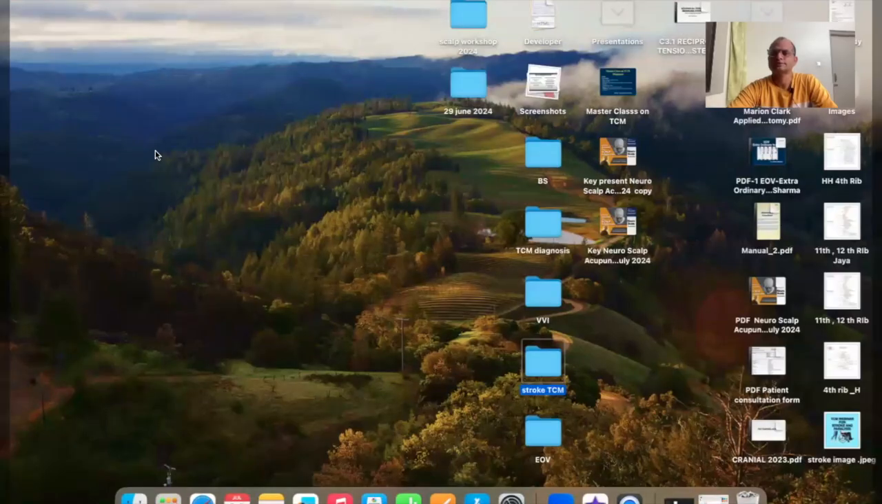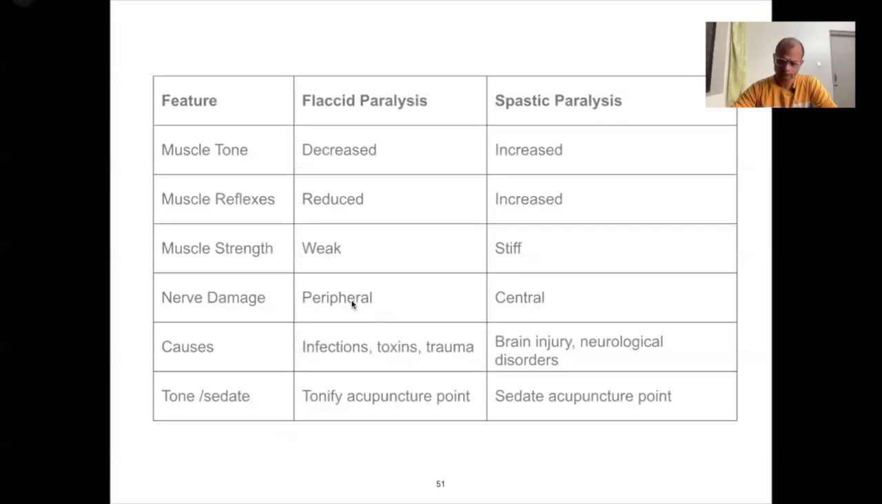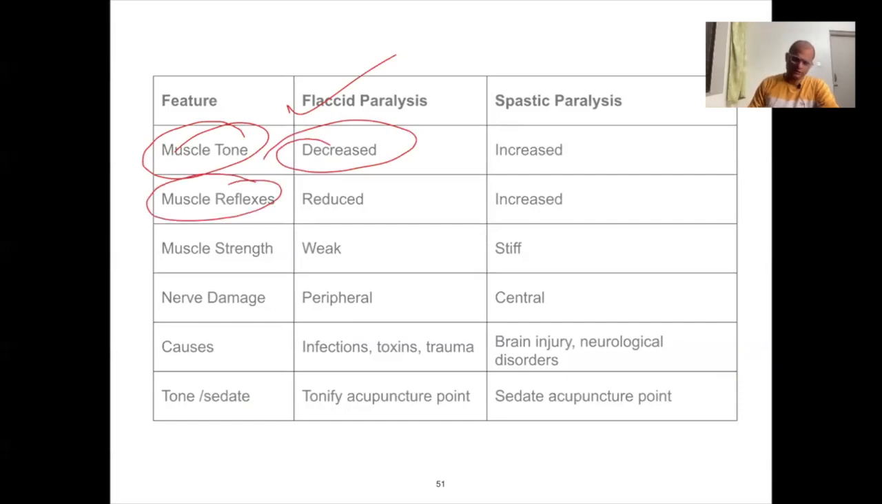एक थी फ्लैसिड और दूसरी थी स्पास्टिक। Flaccid paralysis means loose, ढीला. That is flaccid paralysis. Muscle tone decreased. Muscle tone decrease हो जाती है. Muscle reflexes reduce, means muscle is not working properly. Muscle की ताकत कम हो जाती है. Muscle strength is becoming weak in the flaccid. Right? So we have to tonify the point. हमें point को tonify करना होता है.